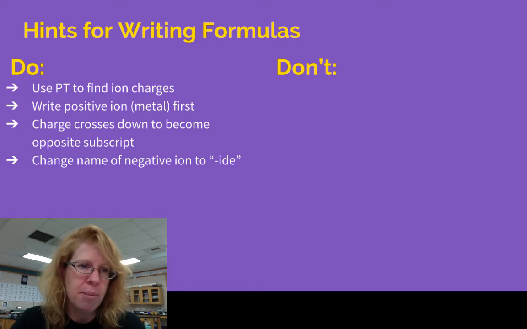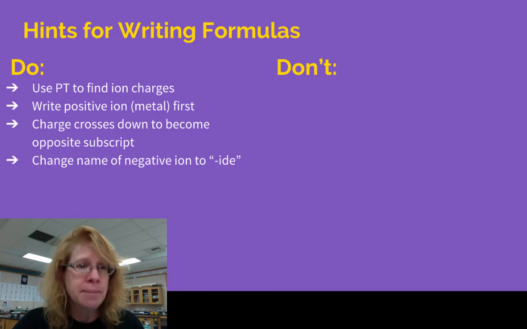Do's and don'ts. Here's all of our do's. Our kind of rules for writing formulas from ions and ion charges. Number 1, make sure you've got that periodic table in front of you, and use those columns to figure out what the ion charges are. 1, 2, 3, 4, -3, -2, -1, and then 0. You won't be writing any formulas of noble gases because they're noble gases.